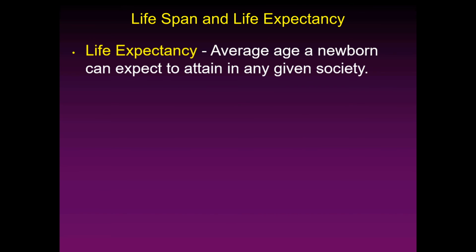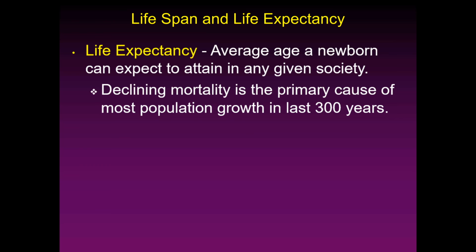Lifespan and life expectancy. Life expectancy is the average age a newborn can expect to attain in any given society. For example, in the US, if I say the average life expectancy of a male is 75, I just made the number up, but let's say it's 75. Well, my great-grandfather lived to be 90. Okay, it's an average. Obviously, some die when they're really young, some die when they're really old, but for the most part, that is what you can expect most people to live to.